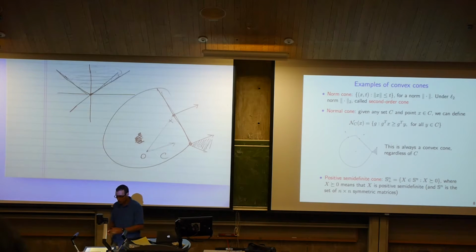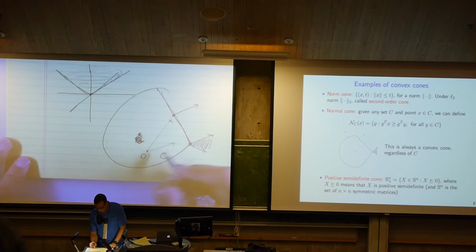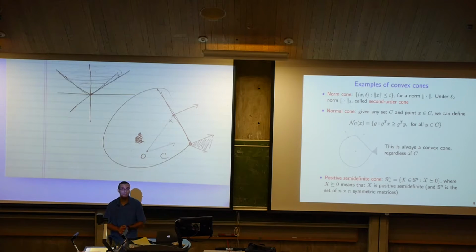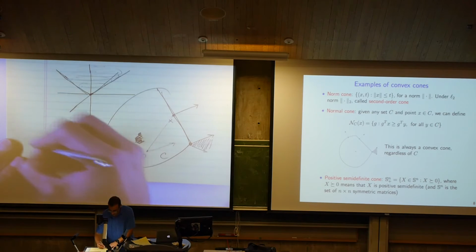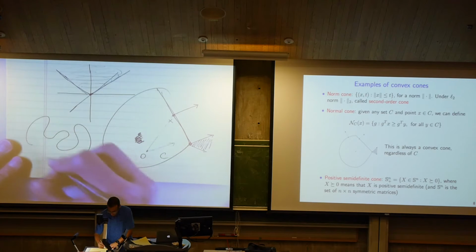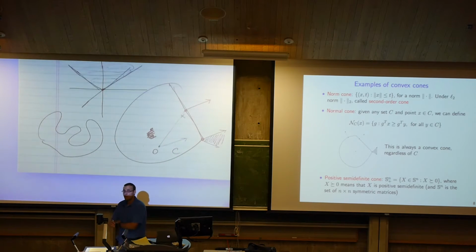Because actually any vector here is going to have maximal inner product with this point versus everywhere else in the set. Okay, so that's the normal cone. One really interesting property of the normal cone is that it's always a convex cone. So this thing is always convex, regardless of the set C. It doesn't matter whether C was this set or this set, something very non-convex. The normal cone at any point is always going to be a convex cone.